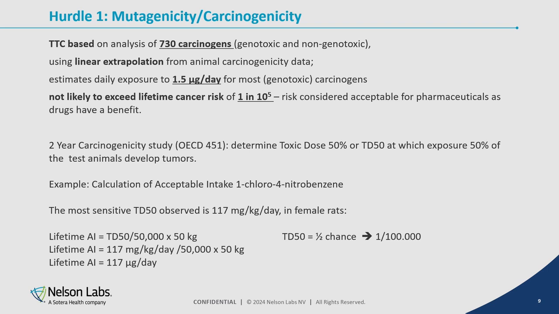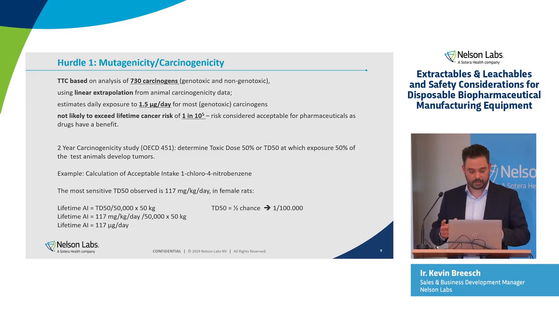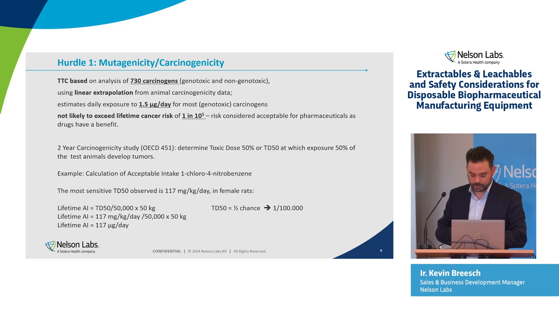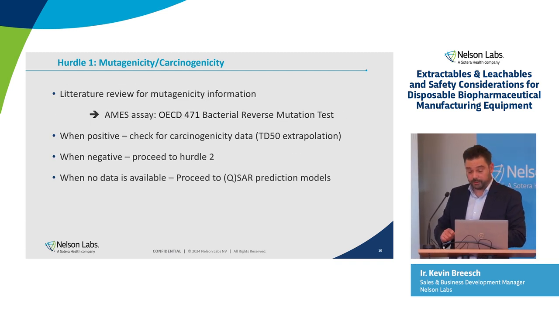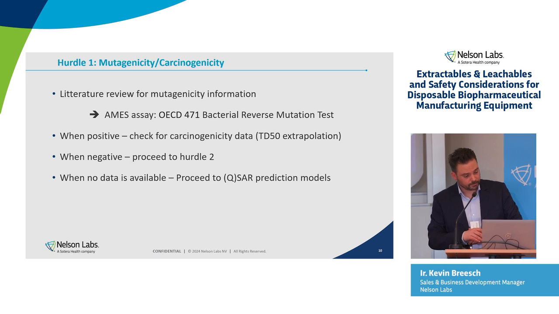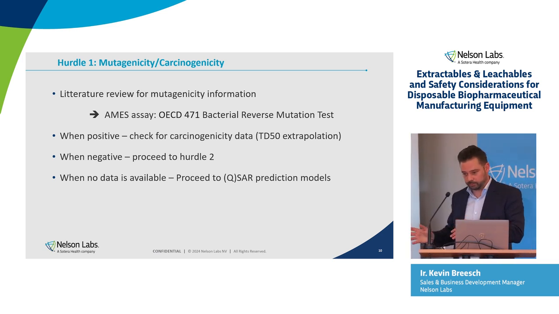And then it's expressed in milligram per kilogram times 50 kilograms a day. You end up with 117 micrograms a day, which is an acceptable intake for a mutagenic or carcinogenic impurity. If it's negative, then you can proceed to hurdle 2.